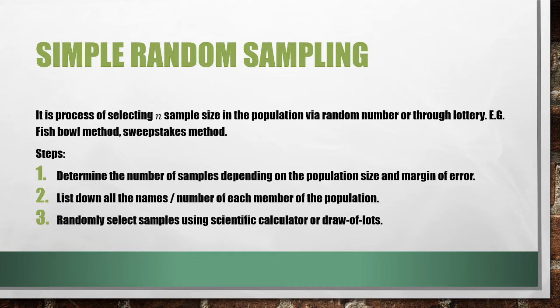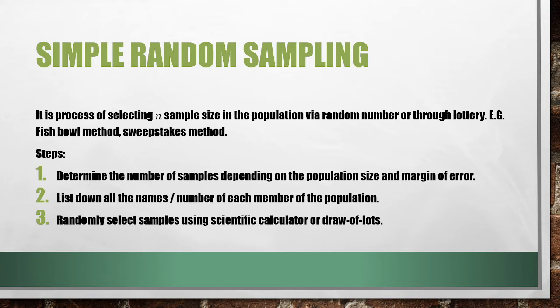And lastly, randomly select samples using a scientific calculator or draw lots. By scientific calculator, there is actually a random number generator on scientific calculators, or you can simply write the names of all the members of the population on different pieces of paper, fold them, put them in a fishbowl, then select your samples. So that is how you do random sampling.